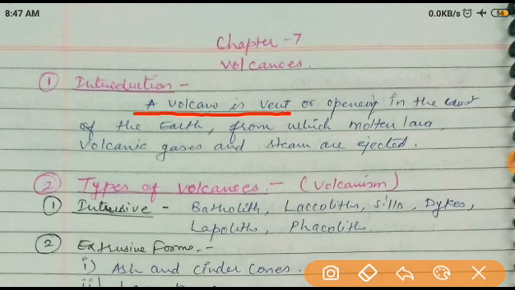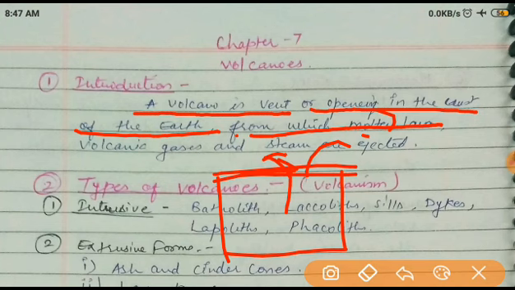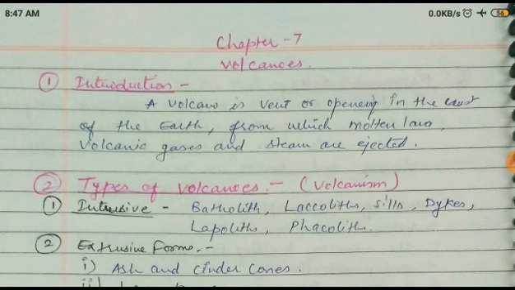We have already discussed what a vent is, an opening in the crust of the earth. This is the earth and this is the crust. When it opens from here, molten lava, meaning liquefied lava, volcanic gases and steam are ejected. So this is the definition of a volcano.